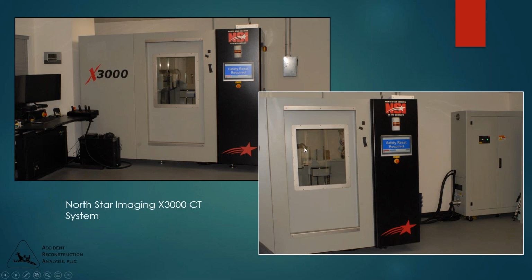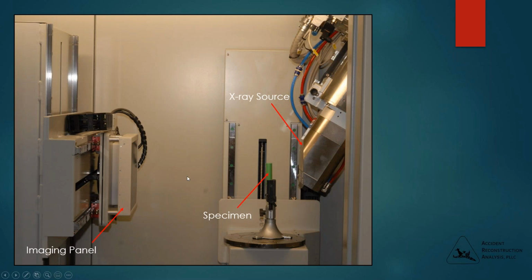If we move to the next slide, you've got the detector here on the left. You rotate your specimen on a stage between your X-ray source and your detector, projecting through your specimen onto the detector and gathering data that way. Again, you can increase or decrease the magnification from the position of the specimen with respect to the X-ray tube and the imaging panel.